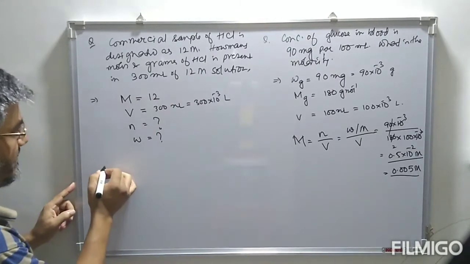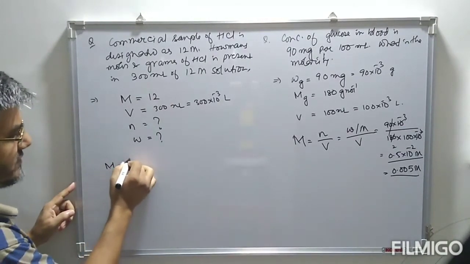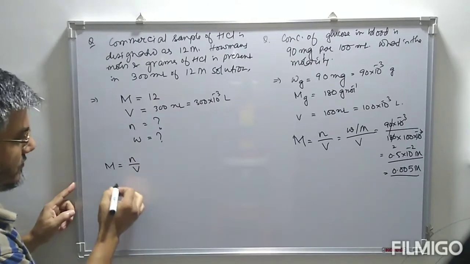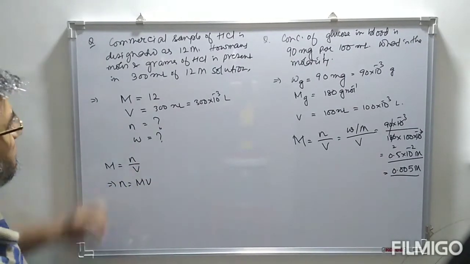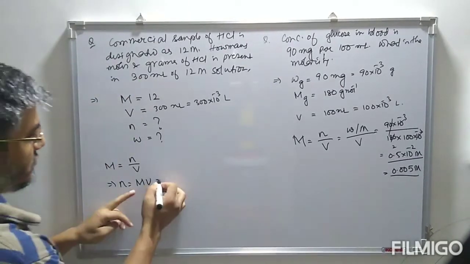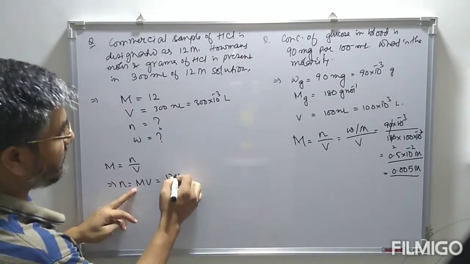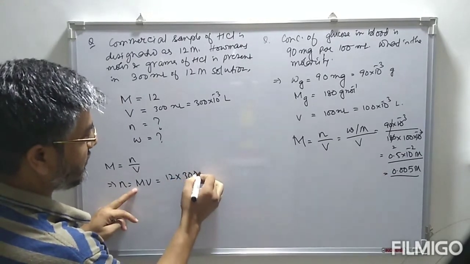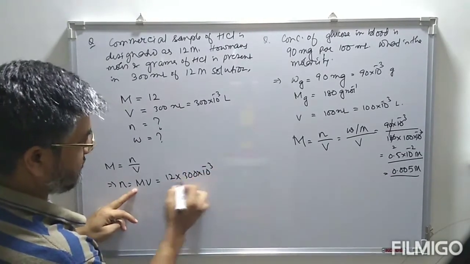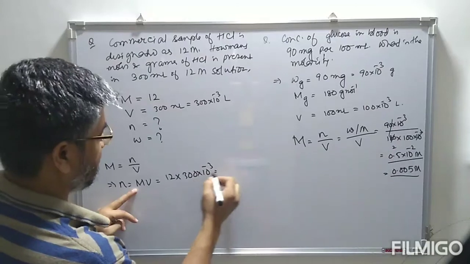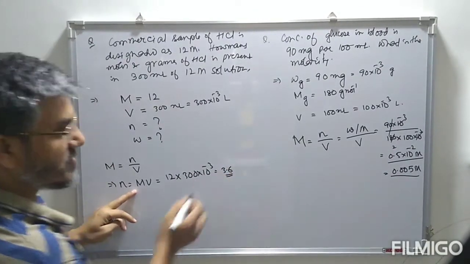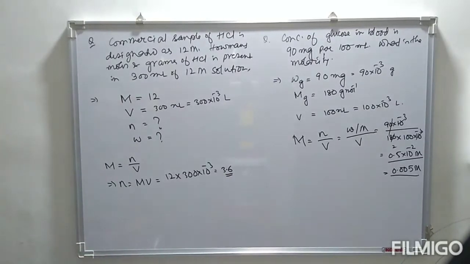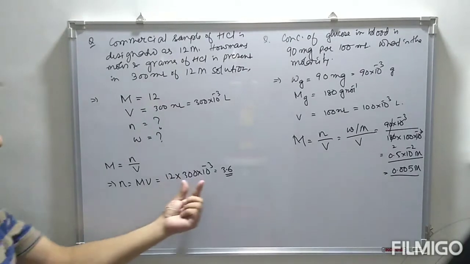Now first of all, look at this. The definition of molarity says this is number of moles per volume. So therefore number of moles is molarity into volume. So this molarity is 12, volume is 300 ml. So this comes out to be 3.6. So 3.6 mole is present in 300 ml of 12 molar solution.